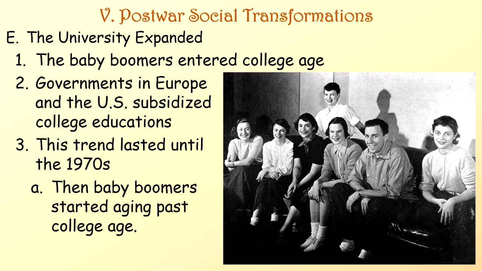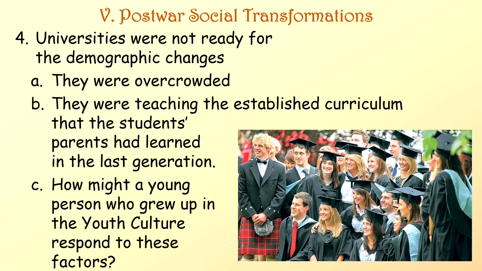The university expanded. The baby boomers entered college age. Governments in Europe and the U.S. subsidized college educations, and this trend lasted until the 1970s. Then the baby boomers started aging past college age. Universities were not ready for these demographic changes of the baby boomers. They became overcrowded, and they were teaching the established curriculum that the students' parents had learned in the previous generation.